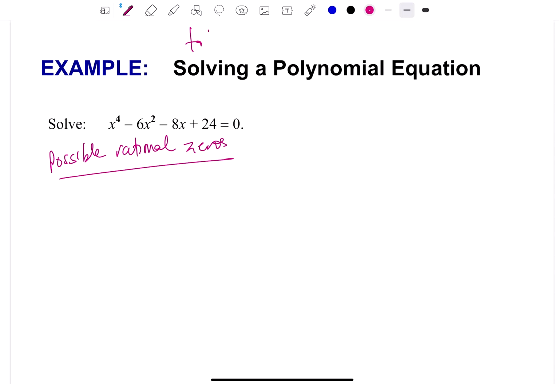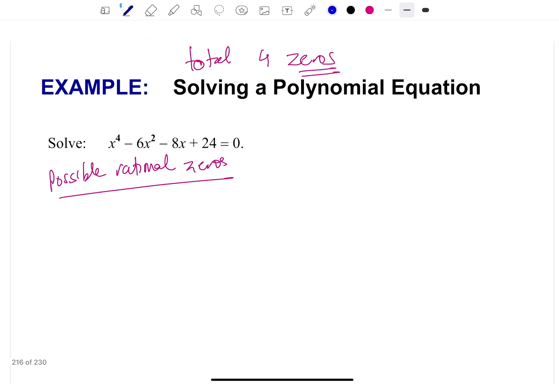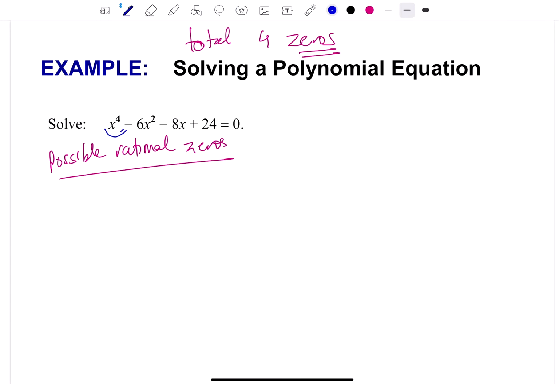Okay, so there's a total of 4 zeros. And how many positive and how many negative? Let's think about Descartes' rule of signs as well. That helps us narrow our list down. So going from positive to negative here is a sign change, and negative to positive here. So positive zeros, either 2 or none.